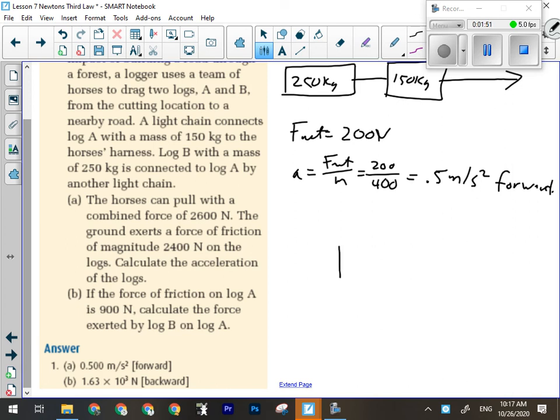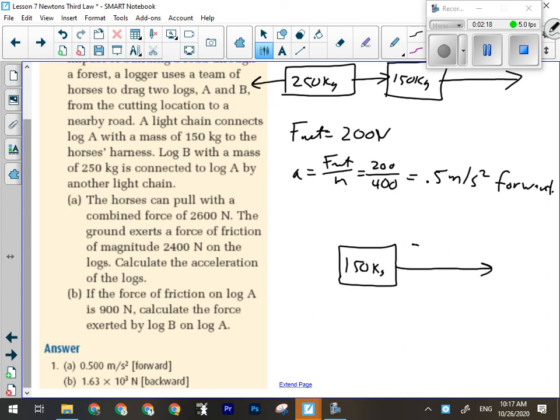All right, well, let's look at log A. Log A, we have more information about than log B. If I'm just looking at log B, the only information I have about log B is, well, nothing. I don't know how much force is being pulled forward on it. I don't know how much friction is resisting. I could calculate it, but I don't really want to because there's no point. I'm going to solve this using log A, which is the 150 kilogram log.